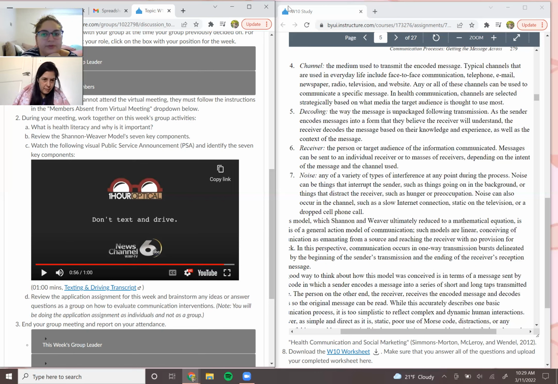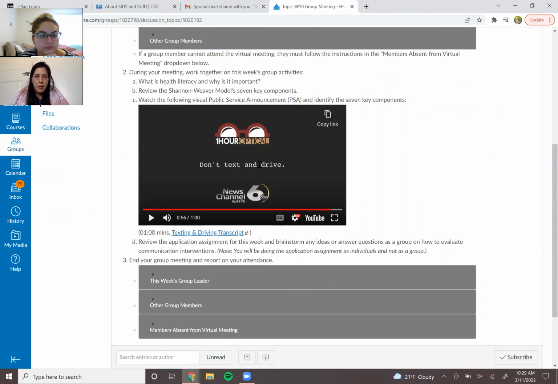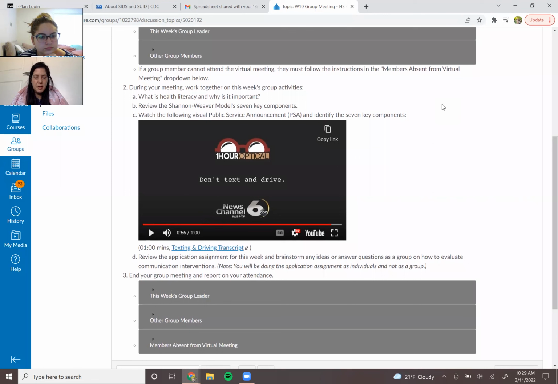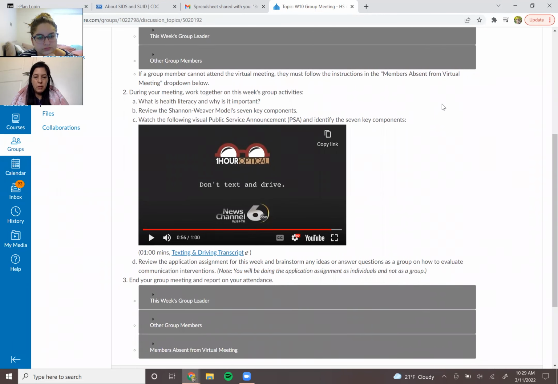Application assignment for the week. We have to look for three: the video one, the radio one, and a banner, a printed one. And we have to discuss the seven components of this model. That's what we have to do. Right now we don't have to write it down. We just have to review and brainstorm.